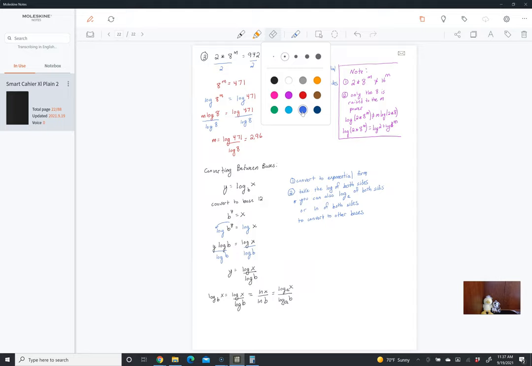And then your last step, you do the power property, just like before. And then you're isolating your variable. And in this case, your variable is whatever your exponent was. And now that you know how to convert between bases, you don't have to go through this whole long process each time. You can just automatically, okay, convert.